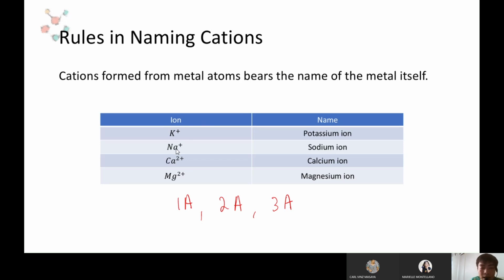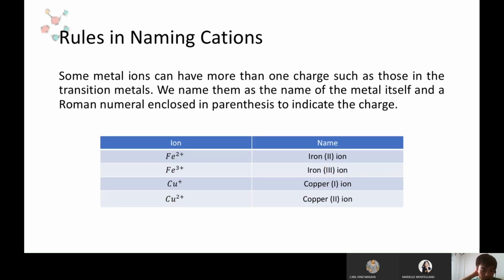For example, the Na, it becomes an ion, Na+. So, its name will just be sodium ion, or sodium. Calcium, when it becomes an ion, Ca2+. So, its name is calcium ion, or calcium. Magnesium is in group 2A, so when it becomes an ion, its name is magnesium ion. Basically, for groups 1, 2, and 3, the name of the ion is the name of the metal itself. The name of that element is its name. So, let's proceed.